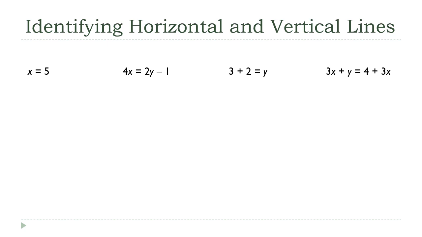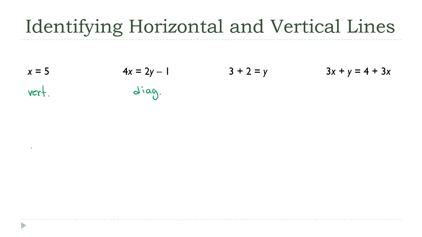at the variables. If an equation has two variables, then it's diagonal. If an equation only has an x, it's vertical. If it only has a y, it's horizontal. Okay, so we can see pretty quickly here. The first one only has an x, so this one is vertical. The second one has an x and a y, that's diagonal.